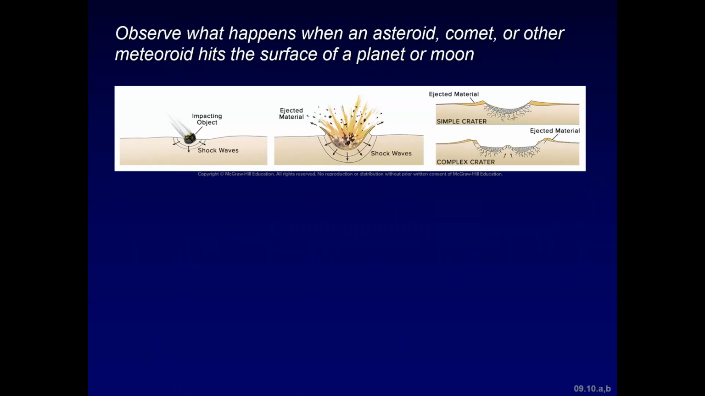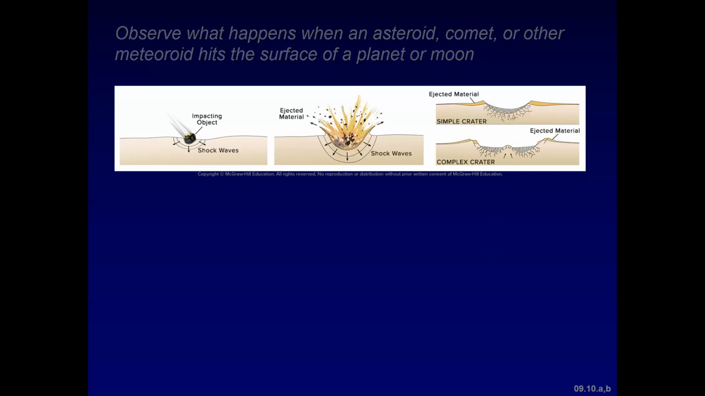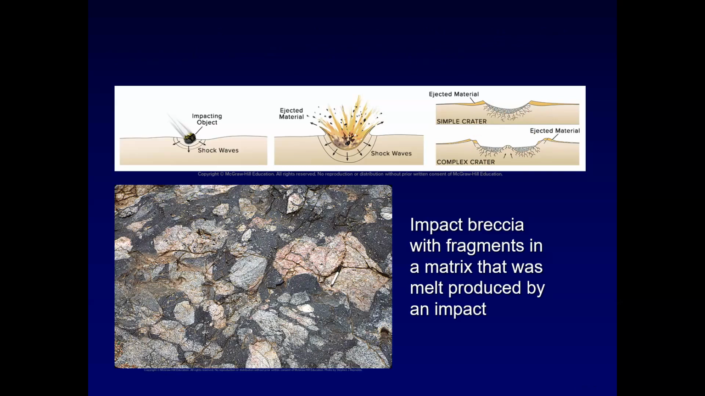So thinking about that, we can observe what happens when an asteroid, comet, or other meteoroid hits the surface of a planet or moon. During impact, the object breaks apart and sends shock waves in all directions throughout the subsurface. And then ejected material from the object and the underlying material spreads out in all directions. If the impact is not too large, a simple crater forms. If it's larger, generally speaking, it can form complex cratering as the shock waves converge. So this is more complex than just one simple crater. And with that, you get rocks that might look like this. This is an impact breccia with fragments in a matrix that was actually melt produced by an impact. So older pieces of rock contained in a younger matrix.